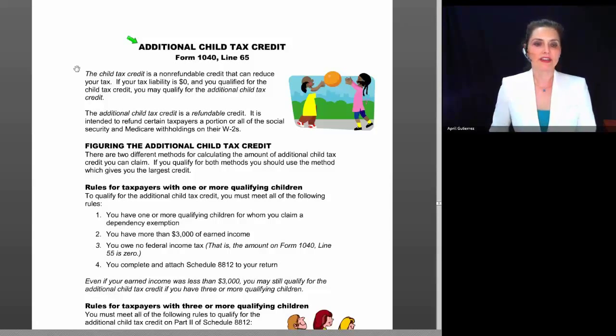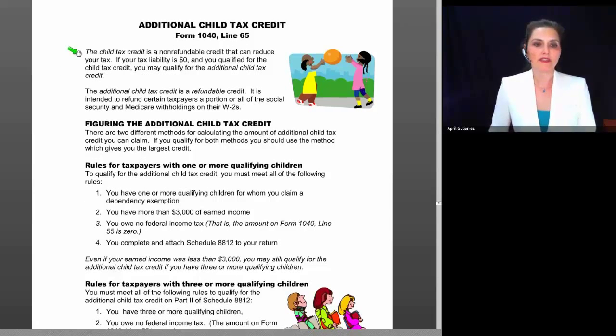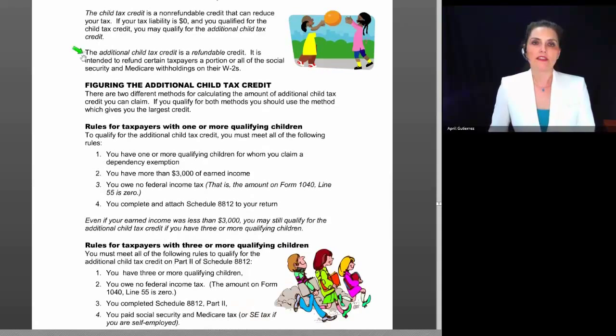The additional child tax credit is claimed on Form 1040, line 65. The child tax credit is a non-refundable credit that can reduce your tax. If your tax liability is zero and you qualified for the child tax credit, you may then qualify for the additional child tax credit. The additional child tax credit is a refundable credit, and it is intended to refund certain taxpayers a portion or all of the Social Security and Medicare withholdings on their W-2s. And in fact, these days, it usually refunds far more than was withheld on the W-2s. But when the additional child tax credit was first introduced, it was introduced specifically to refund withholdings for Social Security and Medicare taxes on the W-2s.